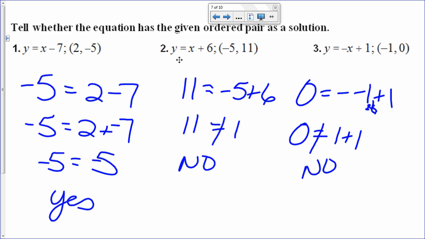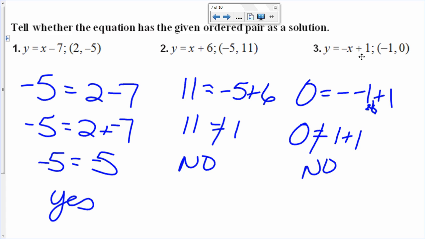y equals x plus 6 for (-5, 11). Substitute in 11 for your y, negative 5 for your x. We get 11 is not equal to 1. So this ordered pair is not a solution to this equation. This point is not going to lie on this line when the equation is graphed.